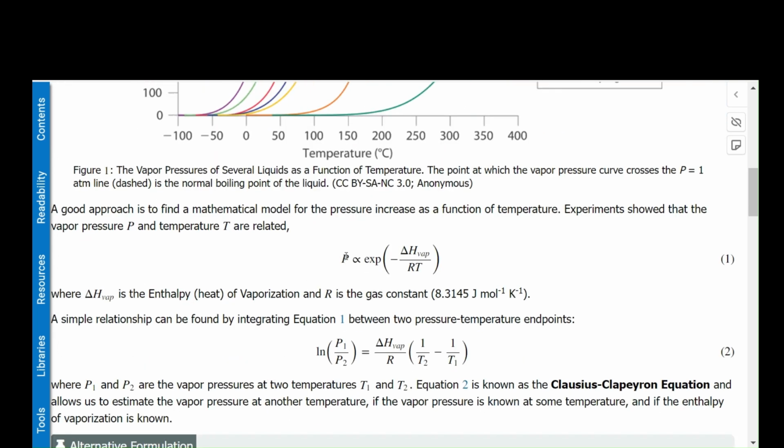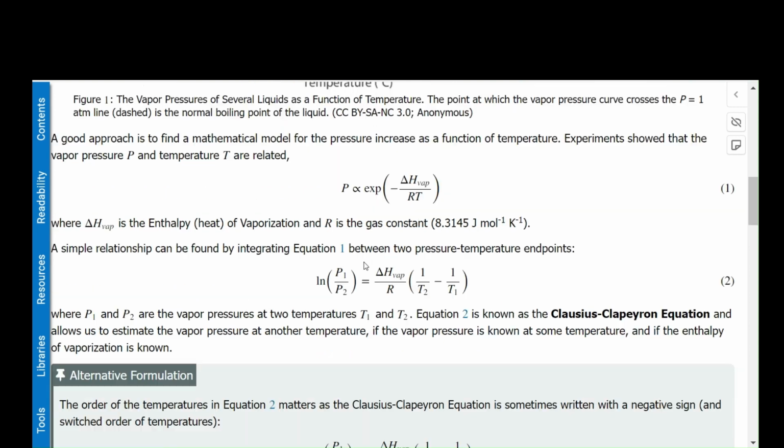The vapor pressure is related to the heat of vaporization and the temperature. The main relationship is this. We have ln of P1 over P2, or ln of P1 minus ln of P2. Remember that kind of math in rearranging and solving is pretty unique, so you definitely want to practice that.